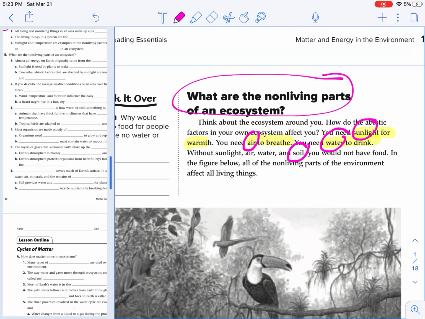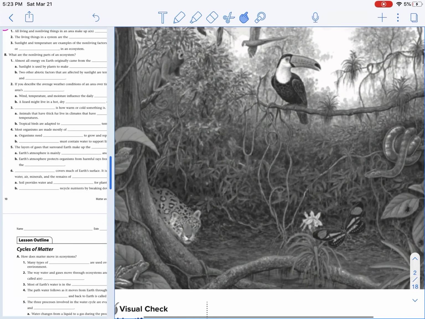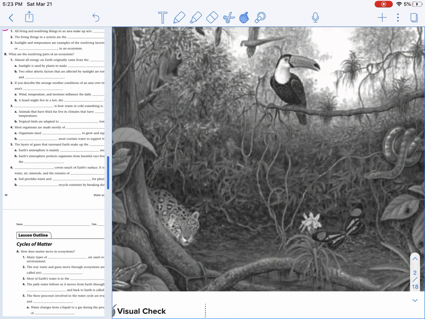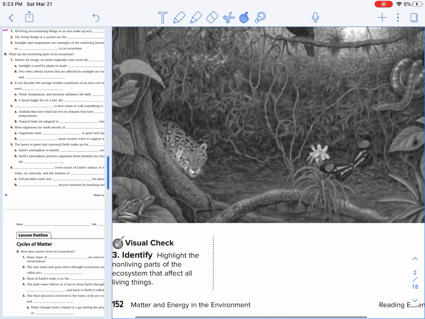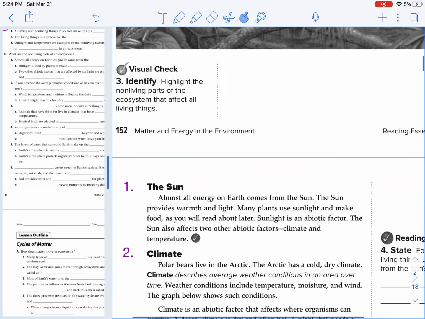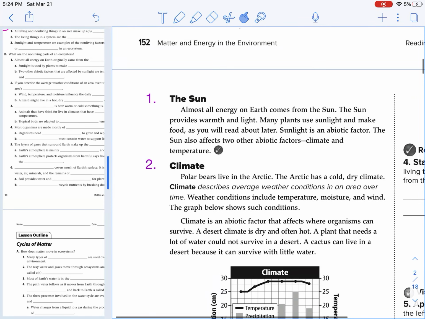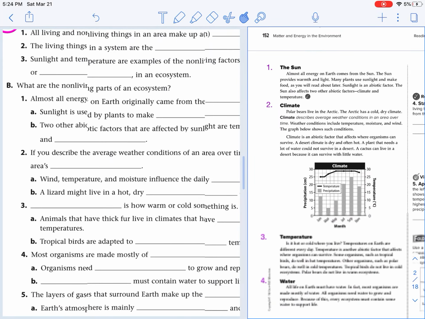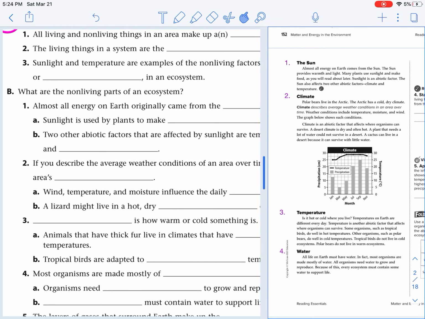have food. In the figure below, all the non-living parts of the ecosystem affect all the living. So we'll actually come back to this photograph a little bit later after we look at the individual abiotic factors. All right? So continue to scroll up. What I've done here with these numbers is I have correlated that to our outline notes here. So we are now on B, right here.